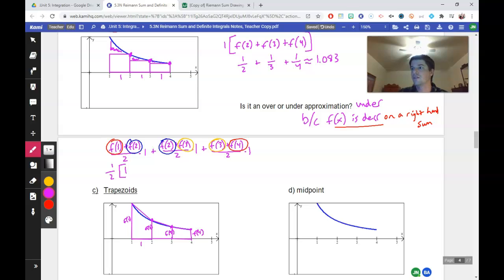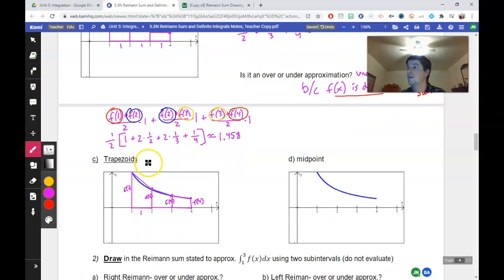We get f of 1 is 1. We get 2 times 1/2. We get 2 times 1/3. And then we get 1/4 all by itself there, right? So we get 2 times each of the interior, and each of the outside are just 1. When you plug all that in, you end up getting about 1.458. And so you notice it's in between those, so it is a closer approximation.